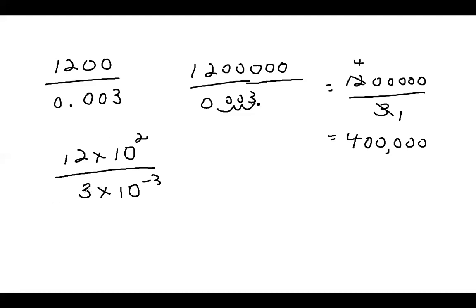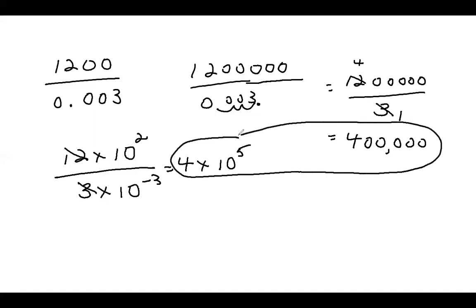All right, so now 3 goes into 12, 4 times 10. We are dividing, so we subtract the exponents. So 2 minus a negative 3 is 2 plus 3. We get 10 to the 5th. These are equal: 4 times 10 to the 5th is 400,000. So putting things in exponent form can also be a handy way to get problems done quickly, because on the AP exam, sometimes you can be pressed for time.